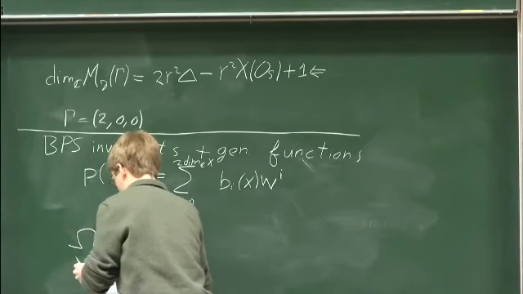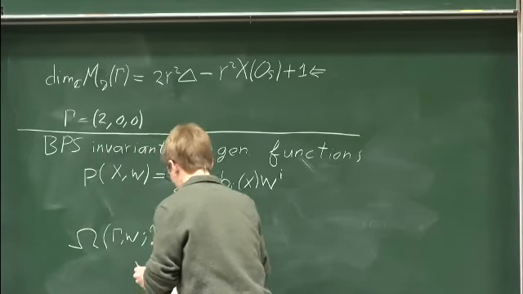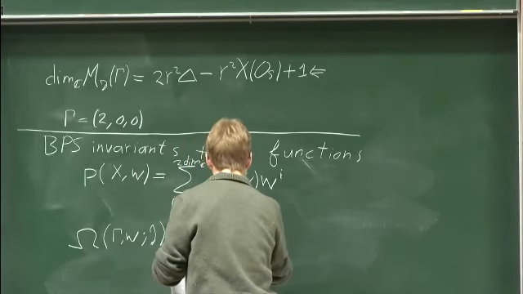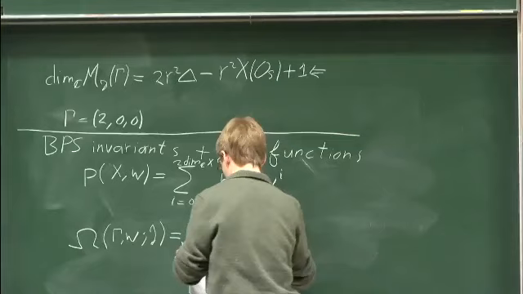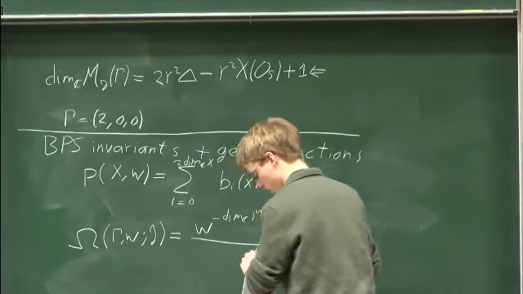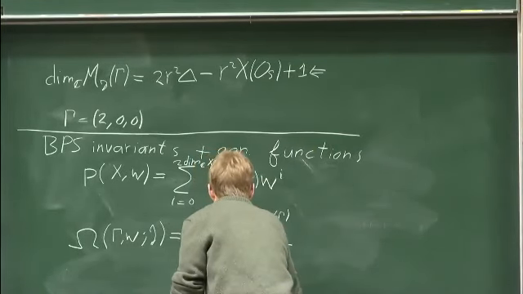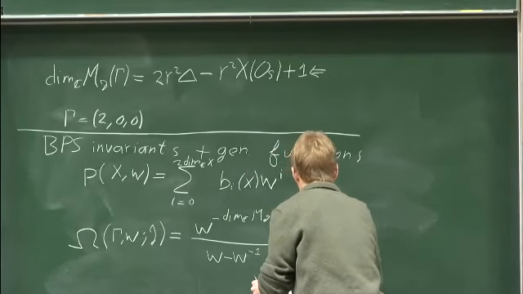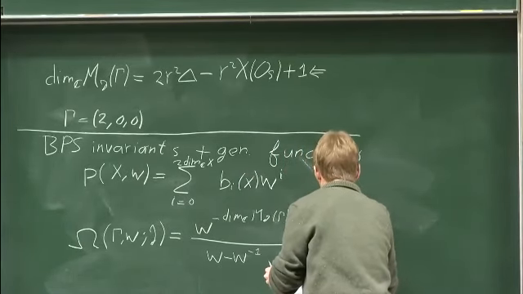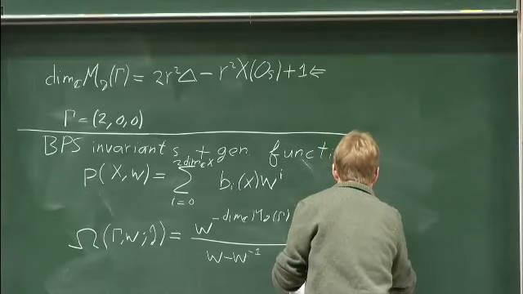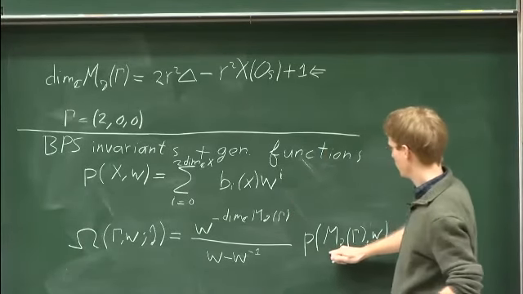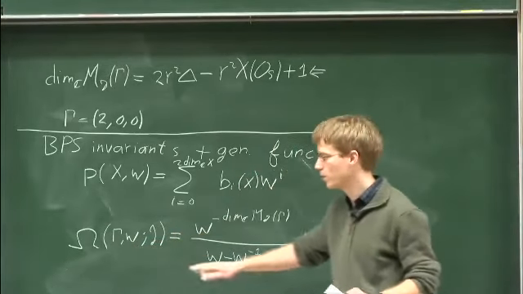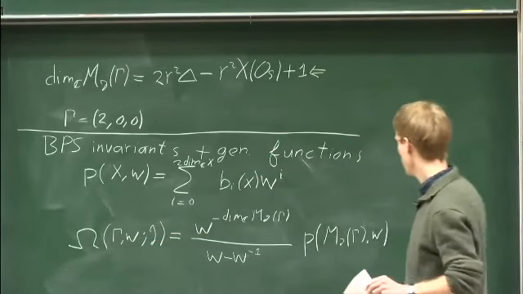And then the BPS invariant I define as w minus the dimension, and then there's a factor at the bottom, times the Poincare polynomial of the moduli space of the vector bundle. So in particular, I will do something more refined than the Euler numbers. I will look at the Betti numbers.